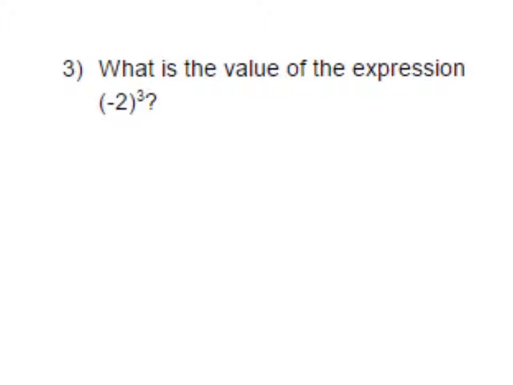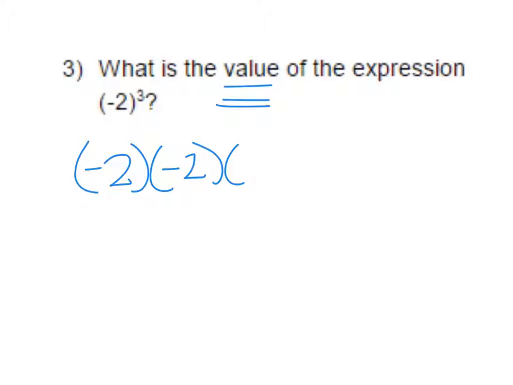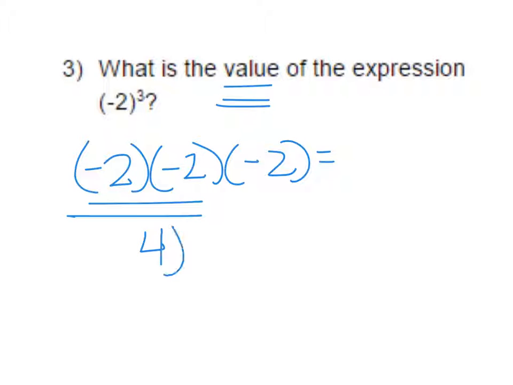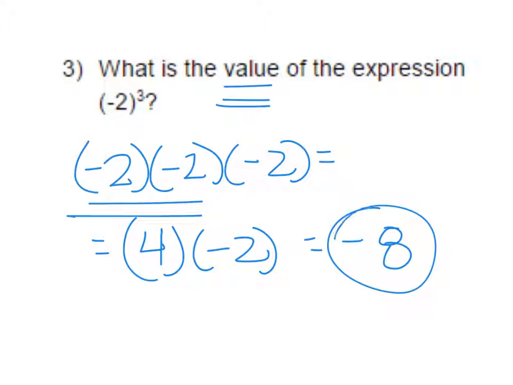Number 3, what is the value of this expression? They're asking you how much is it worth? What's the value? So if we write it in expanded form, we have -2 times -2 times -2, which tells us -2 times -2 is +4 times -2 equals -8. So -2 to the 3rd power in parentheses is -8.